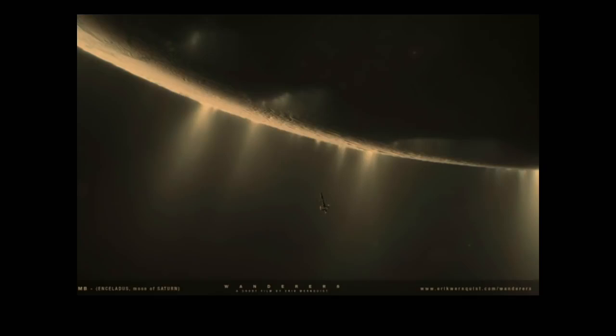But if there are jets there, it's much easier to design a space mission, like the one you see here, that flies through those jets. And in this spacecraft, you could have instruments able to analyze the material coming out of the jet, which is a sample of the material that exists in the ocean, and you can look for signs of life there. So no need to drill.